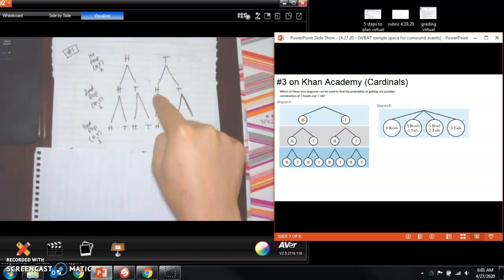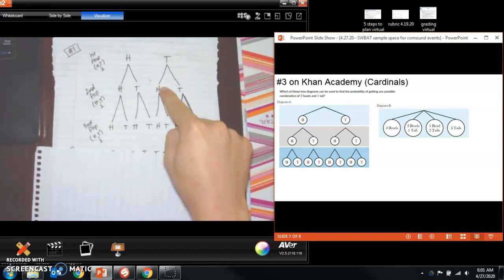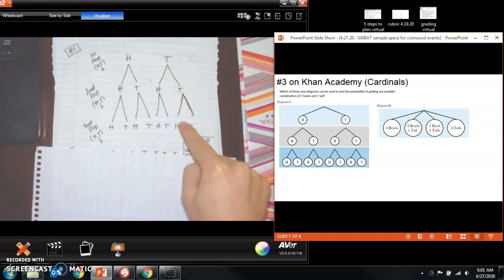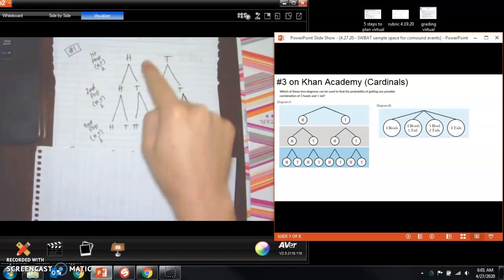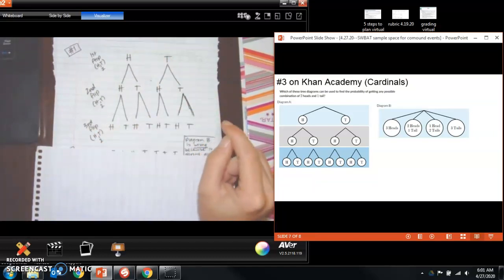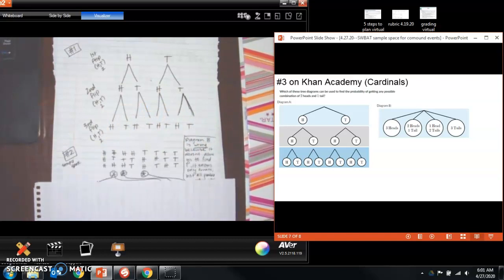I can flip a head after I flip a head and a tail. I can flip a tails after flipping a head and then a tail. I can flip a head after flipping a tail and then a tail. And I can flip a tail after flipping a tail and a tail. So these are all of the different outcomes of flipping a coin 3 different times. Flipping a coin 3 different times, 3 events.